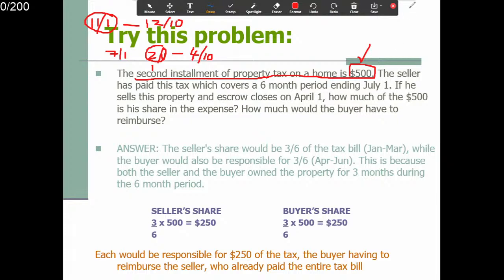But nevertheless, they just say the second installment of the tax is $500, right? The seller has paid this, which covers 6 months period, ending July 1st, which is correct, right? Because what they say in the second installment is from February 1st, right? But it's due, right, February 1st, right? It starts on January 1st until June 30th. That's the second installment.